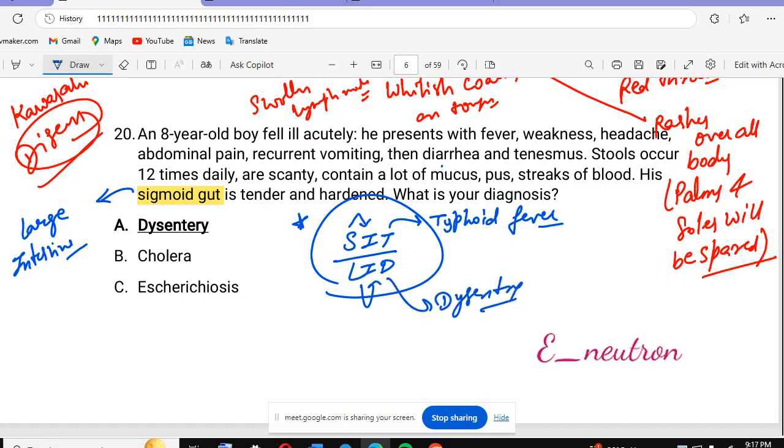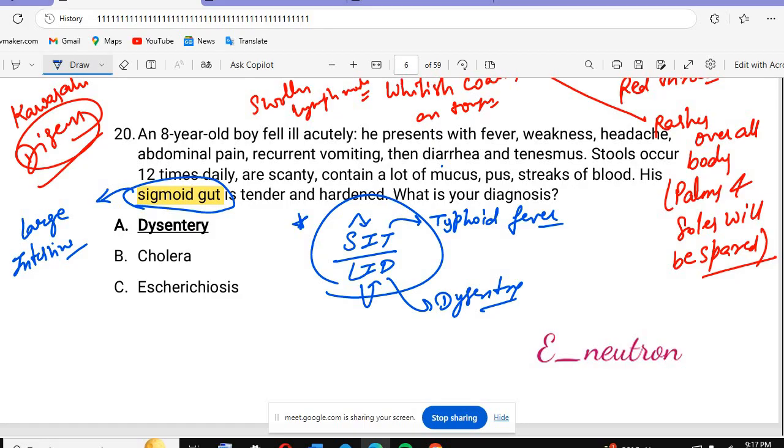So now you can see here that the sigmoid gut is hardened. It means that this is the example of which condition? That is the example of dysentery, and dysentery is caused by Shigella dysentery. Okay, so this is the main thing that you have to remember, and the question will be solved.